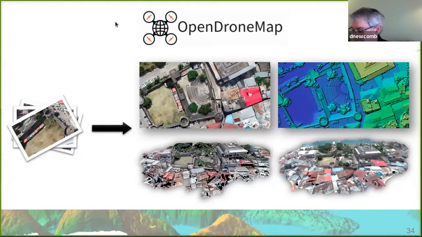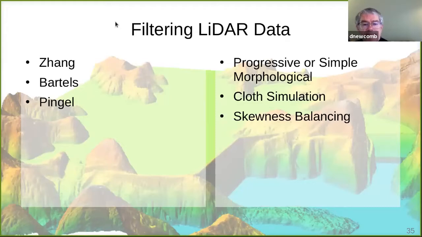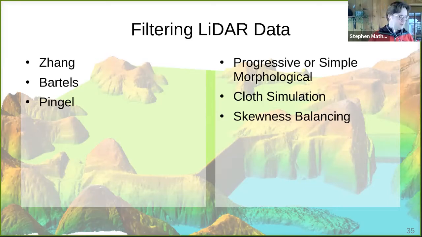There we go. We're on Open Drone Map. Next slide. There are a lot of great algorithms in the wild for filtering LiDAR data, including ones from Zhang, Bartels, and Pingel. And as a shortcut, we often use these LiDAR filtering algorithms with photogrammetric data because they're convenient, well documented, and predictable. A lot of times we'll use morphological filters.